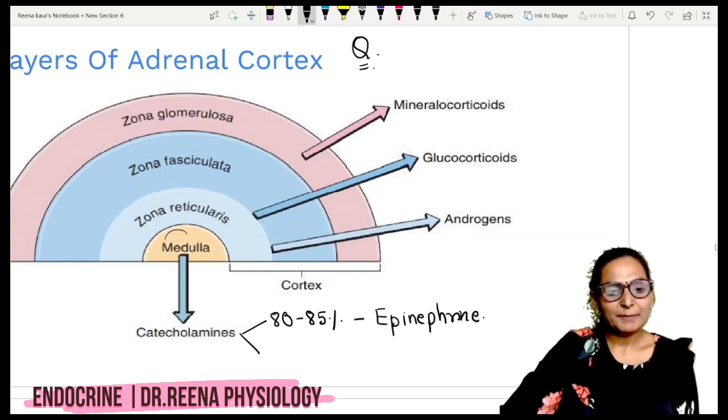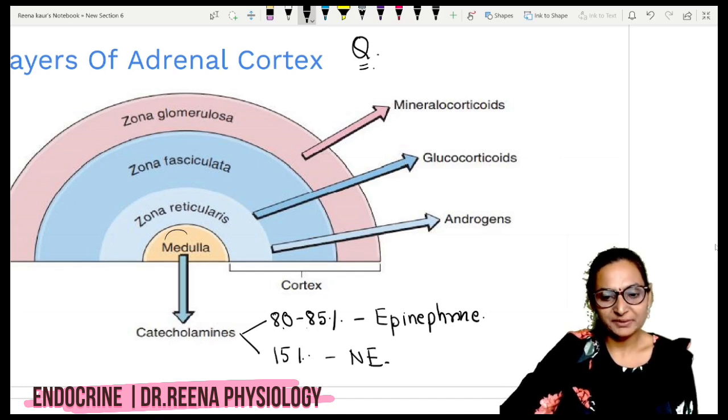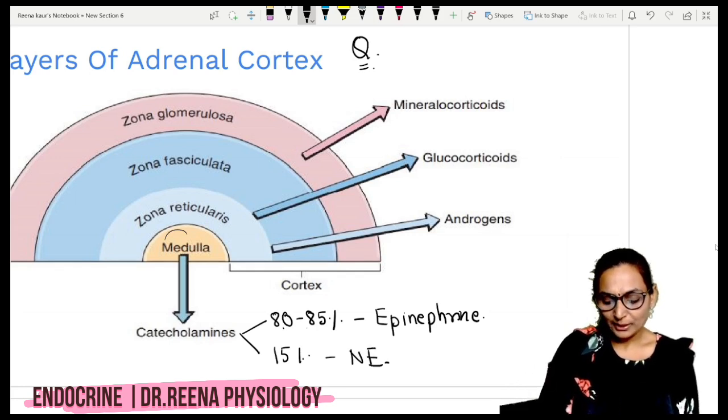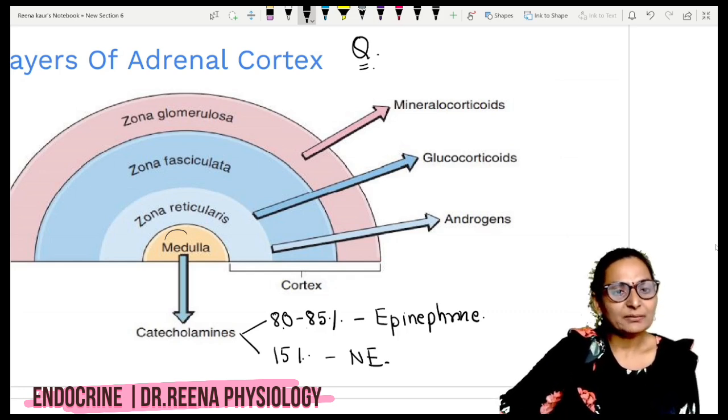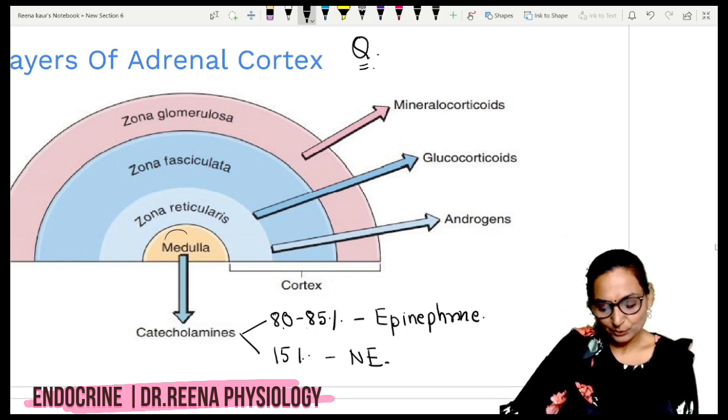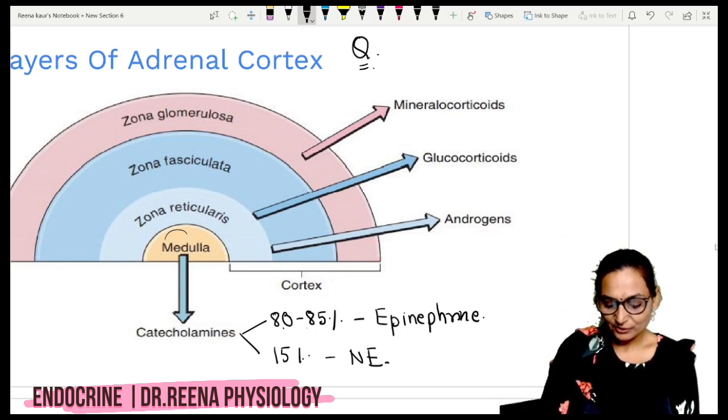Okay. So the major secretion is epinephrine, which is 80 to 85%, and around 15 to 20% will be your norepinephrine. And I told you that norepinephrine is mainly a neurotransmitter and epinephrine is more of a hormone. Now there are three layers in the adrenal cortex. This is the medulla, and there are three layers in the adrenal cortex.